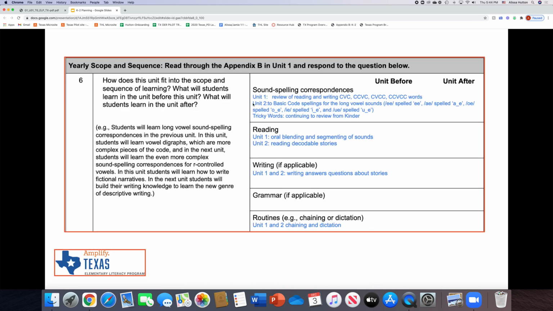So in my planning template, I decided to list it by unit. I again looked at the sound spelling correspondences, looked at what I was covering in Unit 1 and what would be covered in Unit 2 to help me build upon those skills. I did the same for reading and writing. There were no grammar components listed, and then I did the same for routines. Again, this will look different depending on where you are within the school year. Unit 1 will be a little bit different. But if I'm planning for Unit 4, I will look at Unit 3, and then I will also look at Unit 5 to complete this portion.